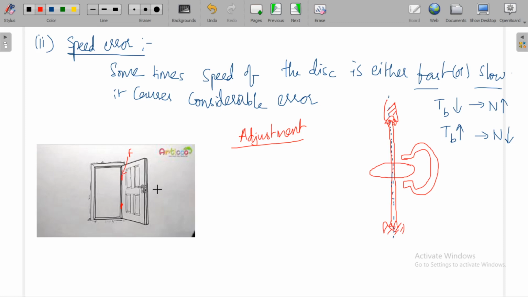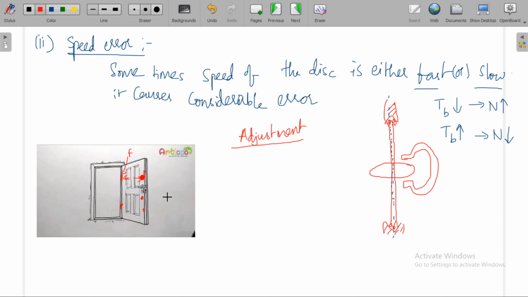But if you apply force at a greater distance from the hinge, meaning you apply force here, here, or here, it is very easy to move the door, or very easy to open or close the door.